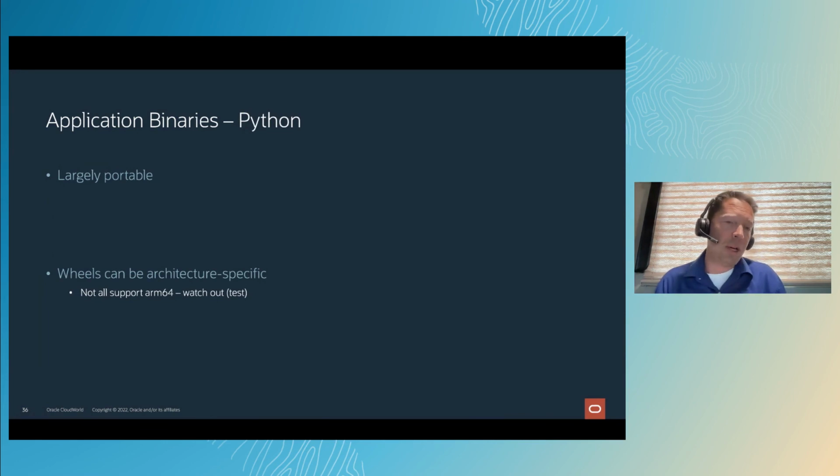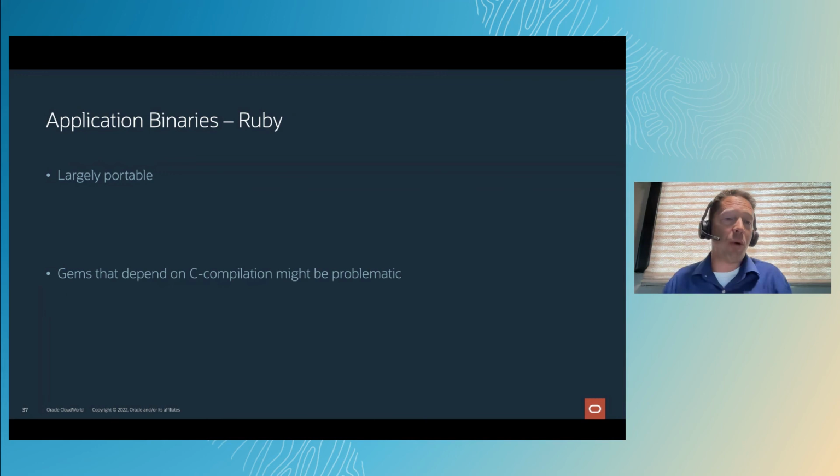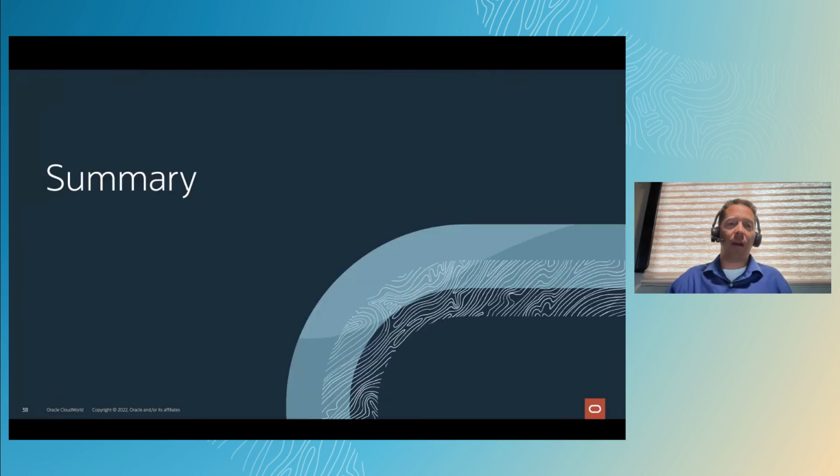With Python, as I mentioned earlier, wheels can be architecture specific. Not all support ARM64, so watch out and test. Maybe your application Python code is fine, but there's a wheel dependency that is not portable, not multi-architectural, and does not support ARM64. Watch out for it. Test it. Ruby is largely portable. Like I mentioned, though, certain gems are built in C and then compiled, so that can be problematic. Keep that in mind and factor that in.